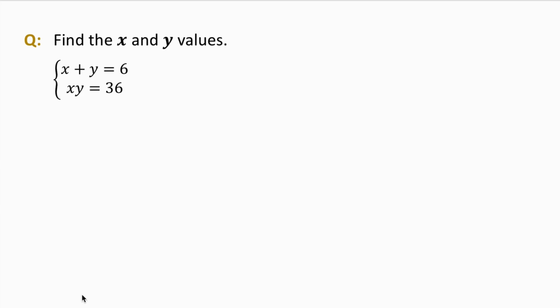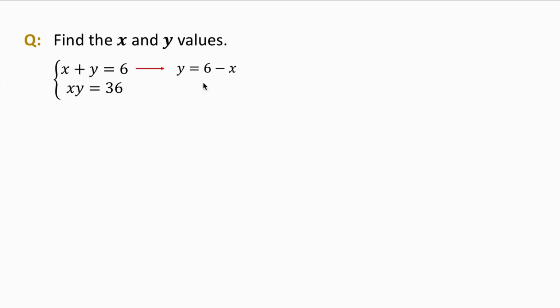Welcome back, everyone. In today's problem, we are asked to find the values of x and y that satisfy these two equations. Let's solve this step by step. From the first equation, y becomes 6 minus x.